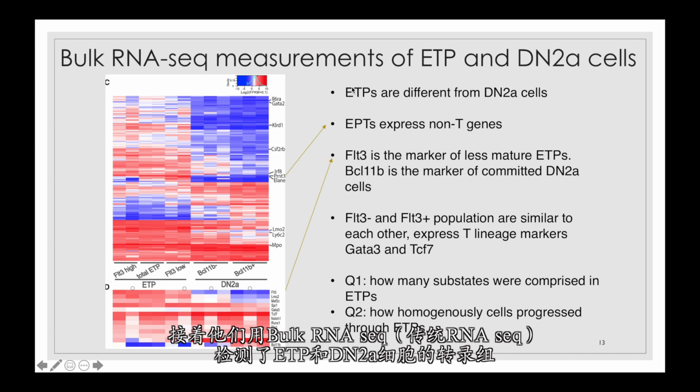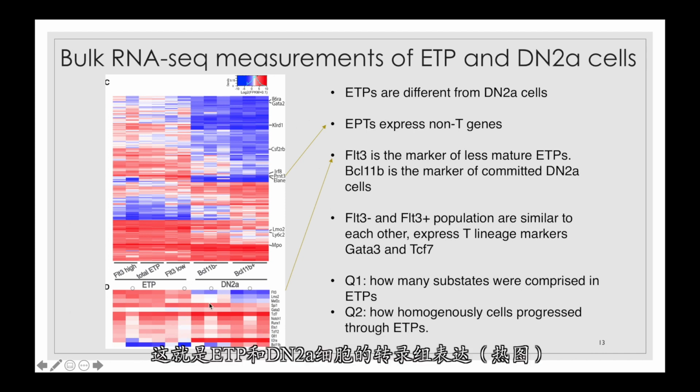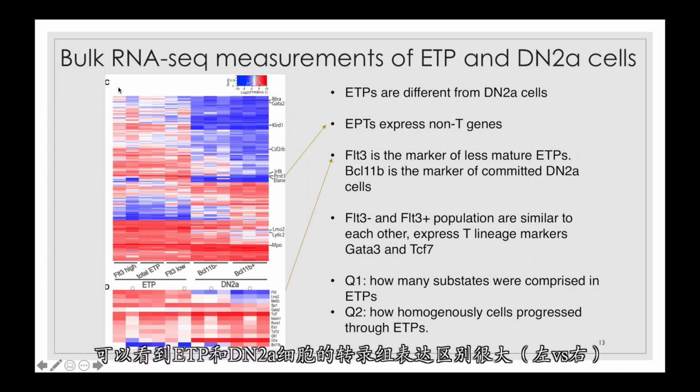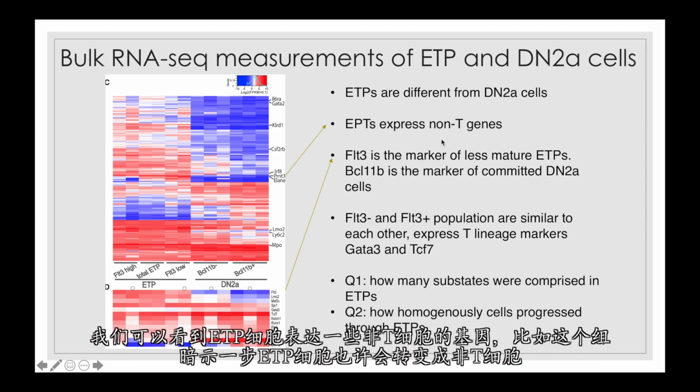Then they use bulk RNA sequencing measurement to profile the RNA transcriptome of ETP and DN2A cells. And here is the transcriptome expression pattern of the ETP and DN2 populations. It's easy to find the difference between the ETP and DN2A populations. We can find the ETPs express non-T genes, such as this group, indicating that there's a subpopulation of ETPs that may go into a non-T cell lineage.